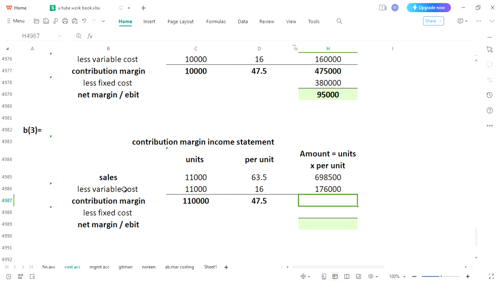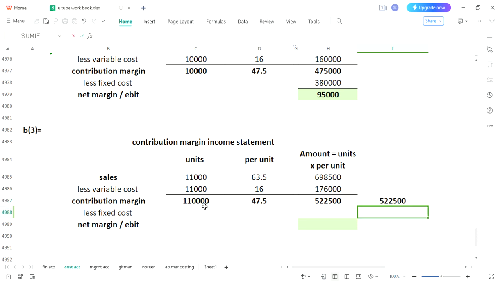Now we will calculate our contribution margin, for which we will take the difference between variable cost and sales. So this time we will calculate in this way. To calculate the difference, we will take the amount of sale, which is 698,500, and you will subtract variable cost, which is 176,000. So you have got your contribution margin. What we have done is taken the difference of variable cost and sales. Now there is an alternate method. You will multiply your units 11,000, and then you will multiply per unit contribution margin 47.5.